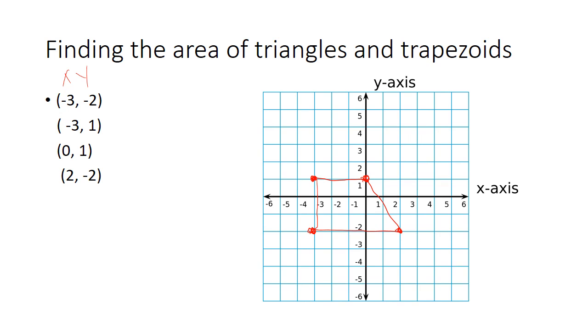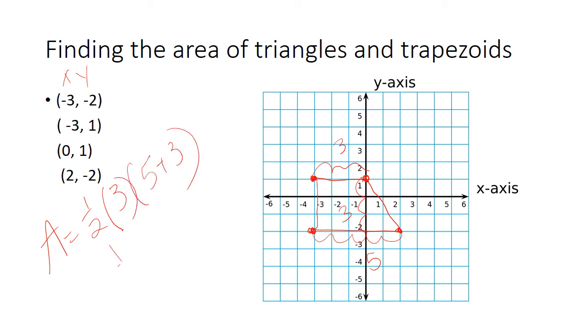So for my base down here, it is 1, 2, 3, 4, 5 units. This one is 3 units. And my height would be 1, 2, 3 units. So my area is 1/2 my height, which is 3, times my base plus base. So I have 1/2 times 3 times 8, which would be 24 over 2, which is 12 units squared.